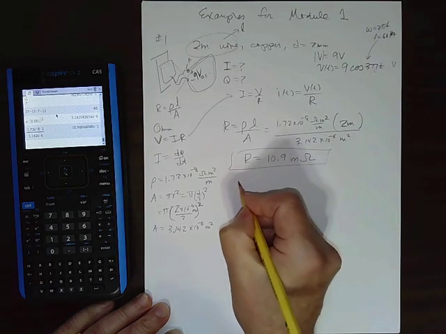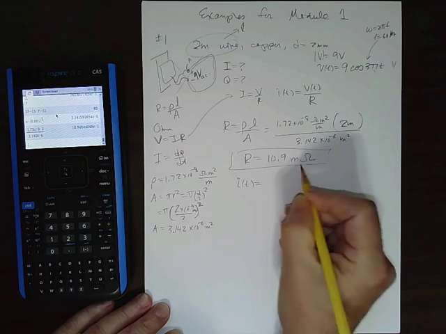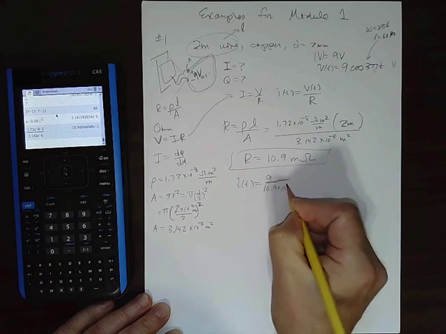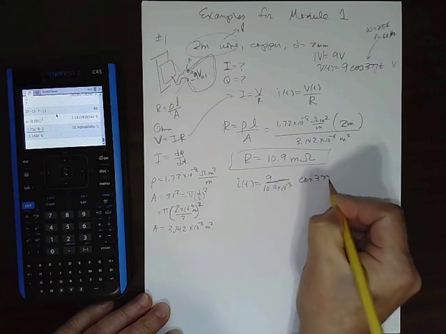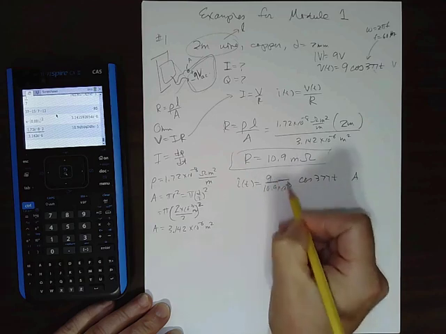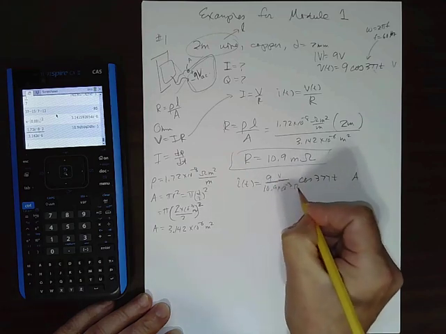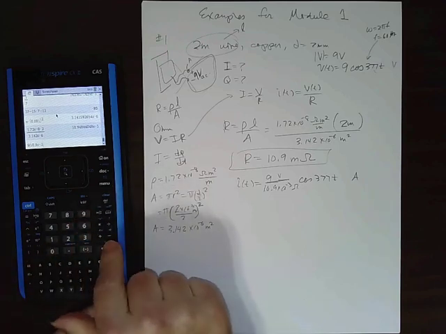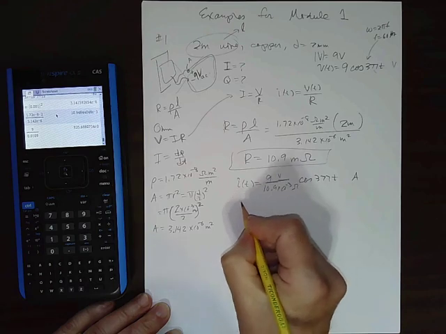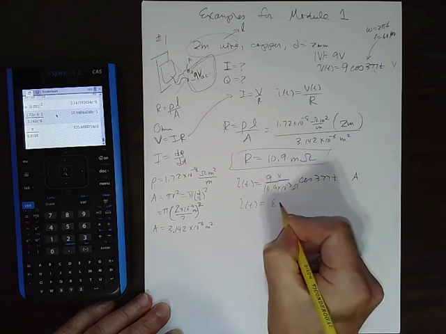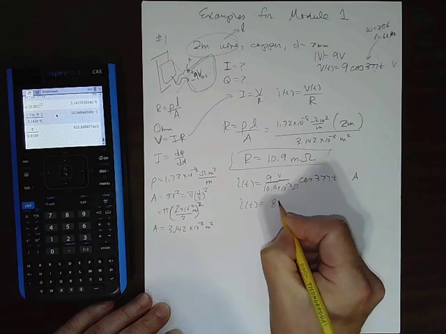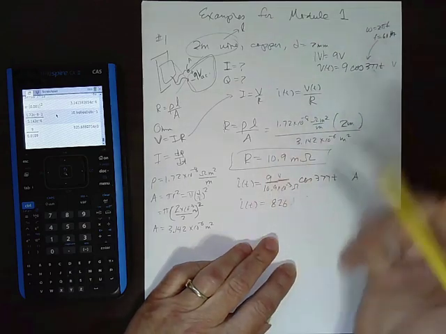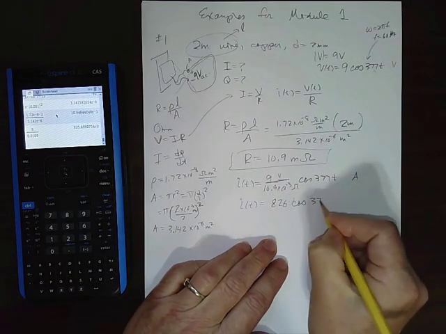Alright, so I of t is then just 9 over 10.9 times 10 to the negative 3 cosine 377t. But now it's going to be amps since we got volts over ohms. 9 divided by 10.9 E negative 3. Woo! That's why you don't want to play with this. 826, and this will burn up the wire just like nothing. Okay, 826 amps. Whoops, 826 is the peak, cosine 377t amps.